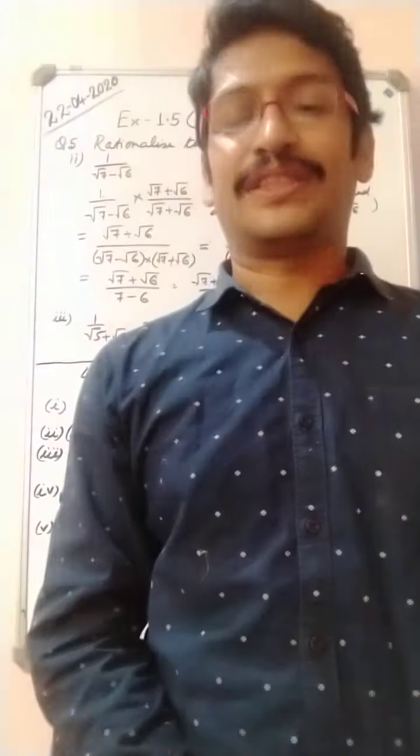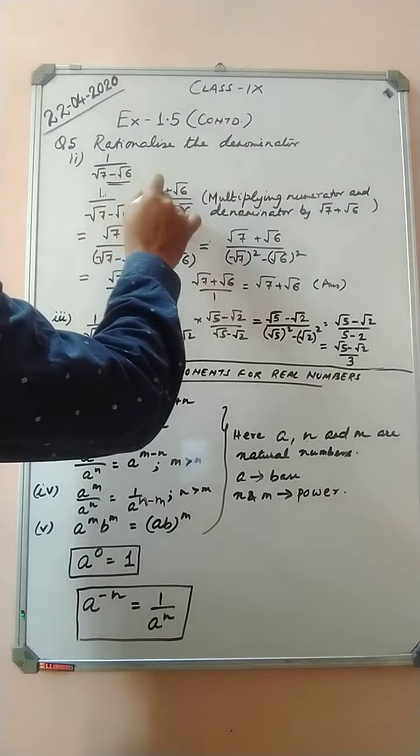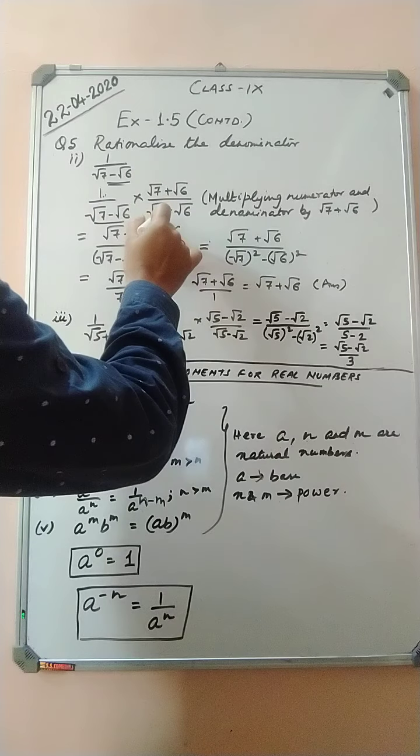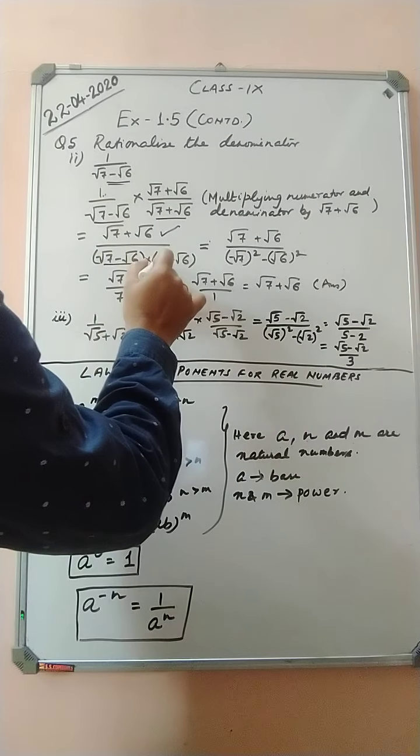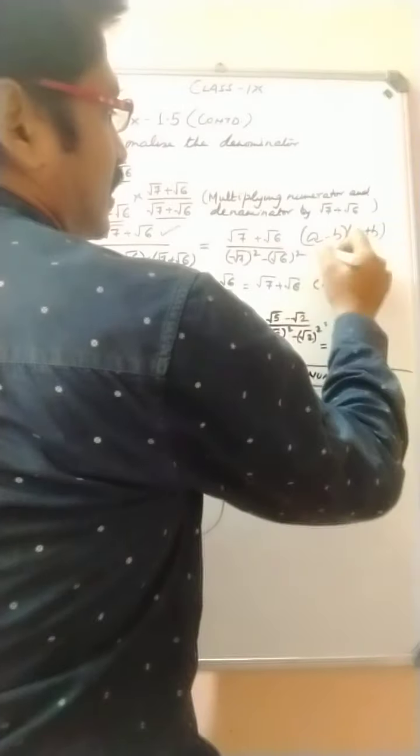So 1 by root 7 minus root 6. The opposite of minus is plus. So I am going to multiply the numerator and denominator with the positive, that is root 7 plus root 6. Now 1 is multiplied by root 7 plus root 6, and the denominator is a minus b multiplied by a plus b. So when a minus b is multiplied by a plus b, the answer is a square minus b square.